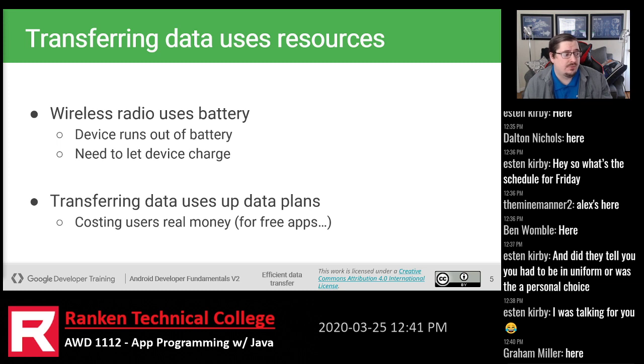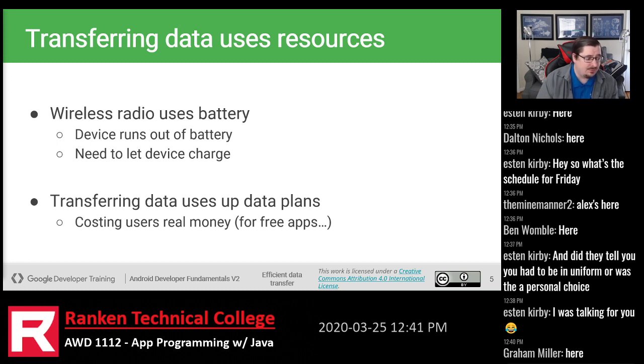So the wireless radio, anytime you communicate with the internet, is going to use battery. We have to be careful about that because eventually the device is going to run out of battery, and then the user is going to need to let it charge. That's not terribly convenient. Nobody really likes hanging around an outlet waiting for their phone to charge, or having to lug a battery around to be able to use their device. Ideally, we want our device to last for a few days without needing a charge. So it's important to make sure that we're using that data and that battery in an efficient manner.